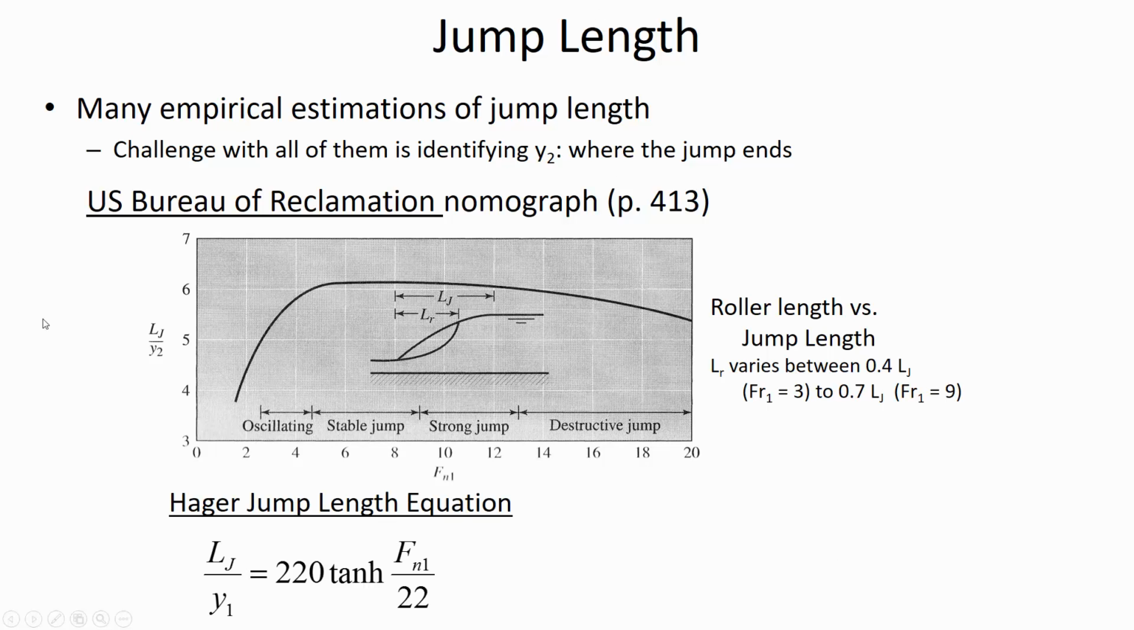So that's the first method, Bureau of Reclamation. The Hager method is another one where it's a function based on the Froude number.